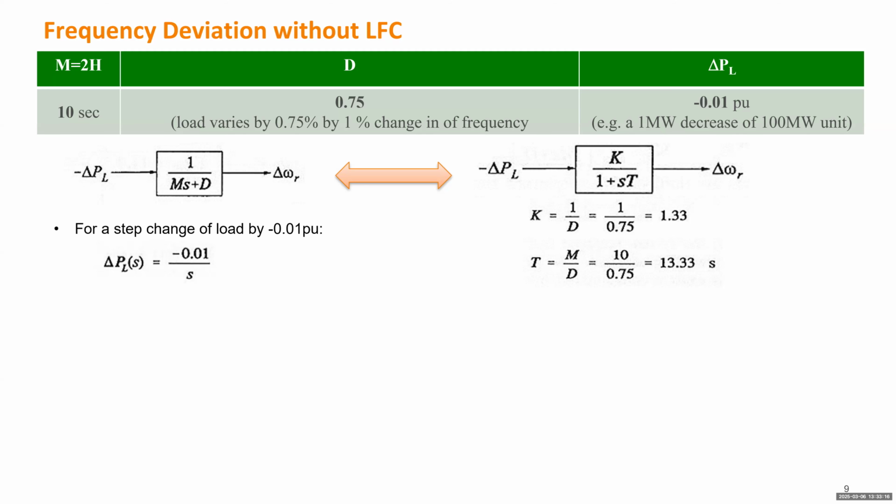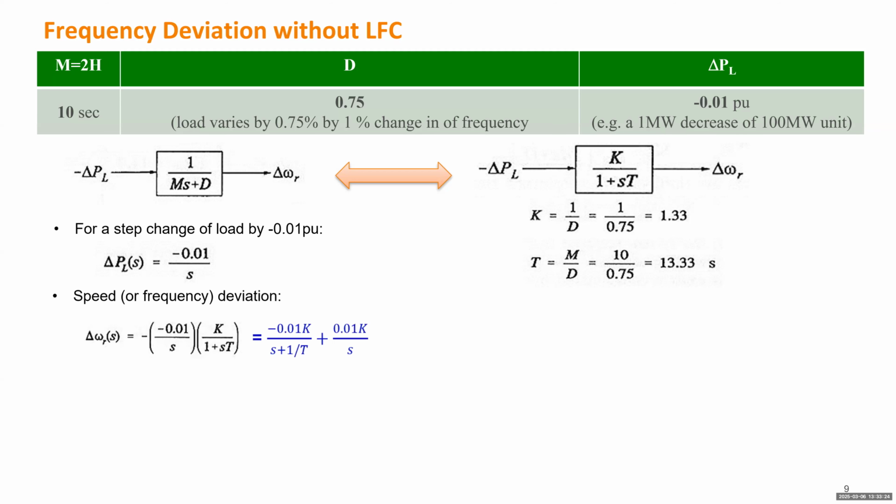So let's do some calculation. Now the load decreased by 0.01 per unit. After Laplace transform, that will be negative 0.01 over s. The speed deviation will be the transfer function multiplied by the input, the step change. If you plug in all the values, you can decompose this product into two components. Next, to get the time response, you need to utilize the inverse Laplace transform on each component. I assume everybody knows how to do it.